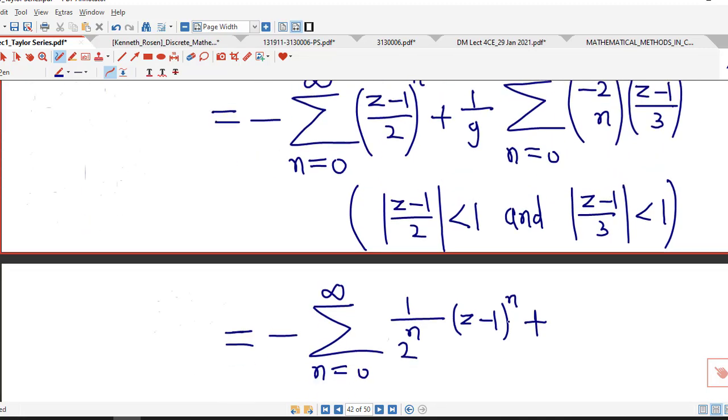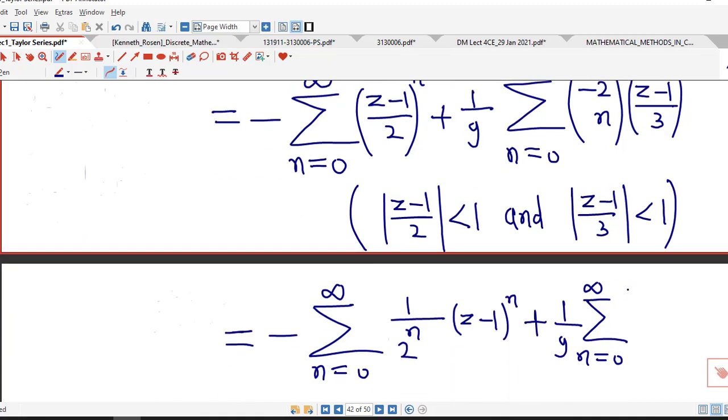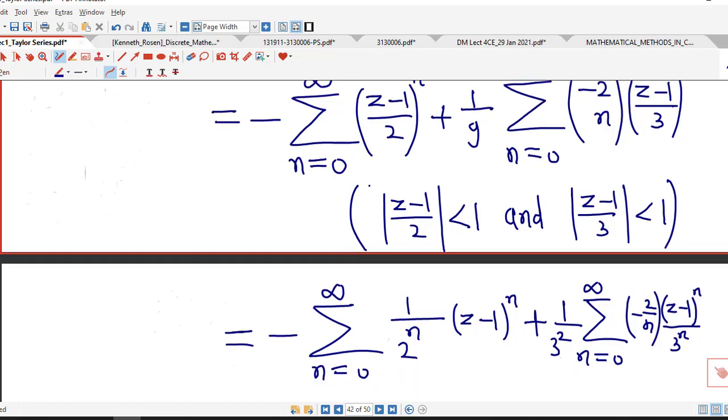plus 1 by 9 sigma n equal to 0 to infinity minus 2 C n (z minus 1) raised to n divided by 3 raised to n, and we can write 9 as 3 square, so that will combine with this power of 3. So here we write minus 2 C n as it is, and (z minus 1 by 3) raised to n is equal to (z minus 1) raised to n over 3 raised to n.